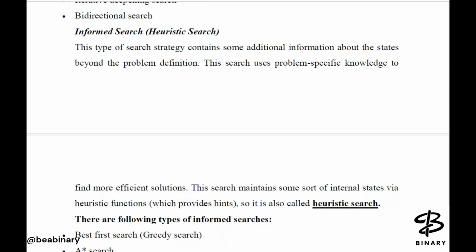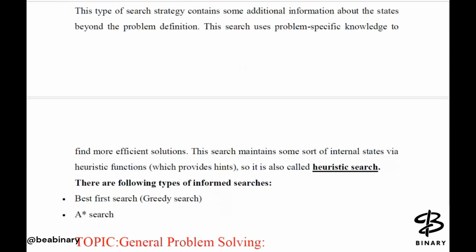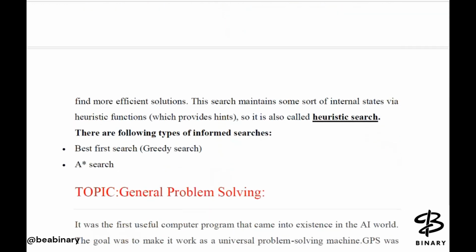That's why we are talking about two kinds of searches here. One kind of search has additional information, or we can say problem specific knowledge, and this type of search is an informed search. And if the problem doesn't have any additional information, then we are talking about the uninformed search. In informed search we will talk about two of the most important search techniques of AI, the best first search and the A-star search. So these are the search techniques that we will follow.